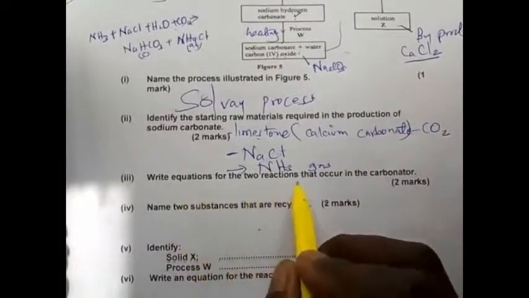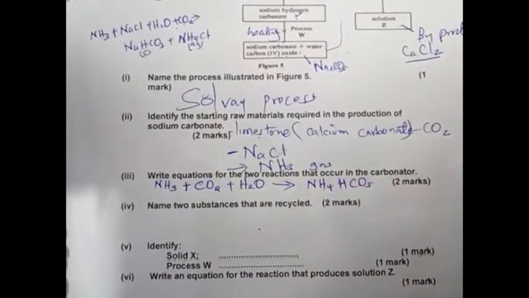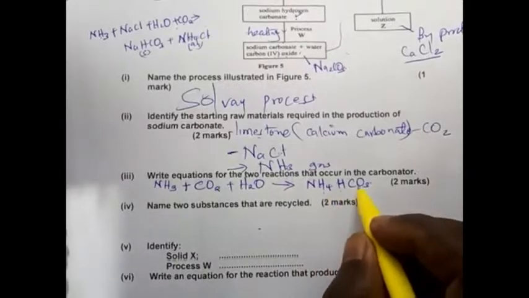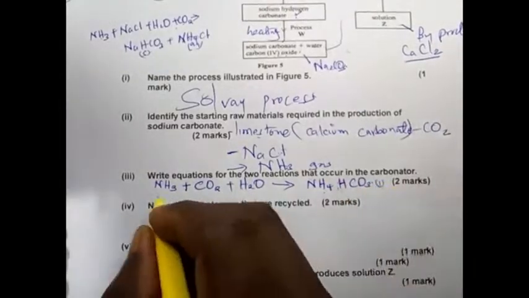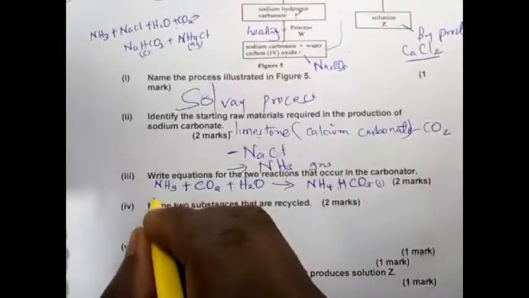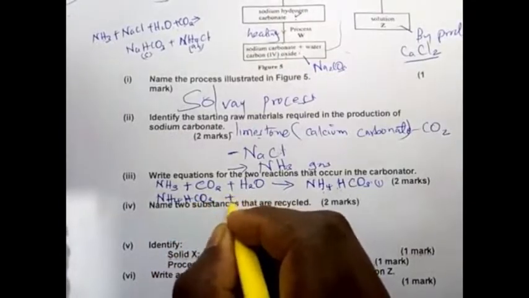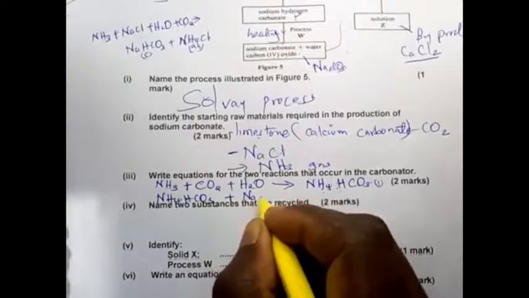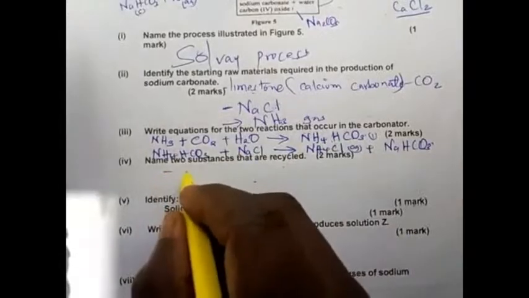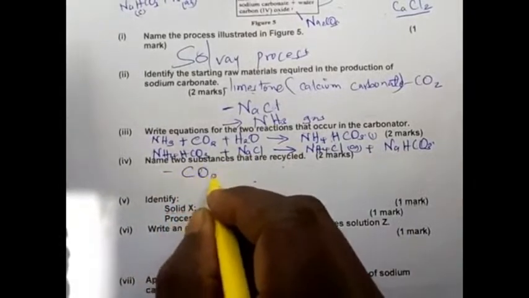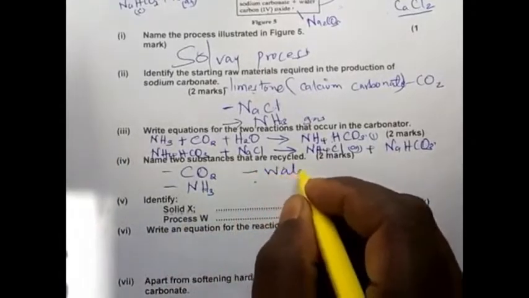Write equations for the two reactions that occur. The first equation forms ammonium hydrogen carbonate. Now this ammonium hydrogen carbonate formed reacts with sodium chloride. The second equation is that the ammonium hydrogen carbonate combines with sodium chloride to form sodium hydrogen carbonate. In the process, we recycle carbon dioxide, and ammonia is recycled. Even water is recycled.